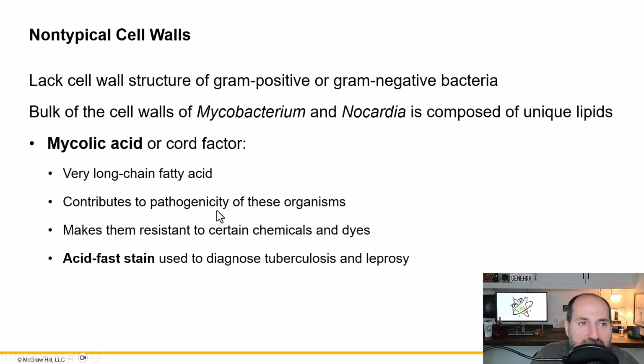Awesome. Okay, so let's continue on with the non-typical cell walls. Remember, we mentioned in lab that some bacterium are known as the acid-fast bacterium, and that's because of the lack of cell wall structure of gram-positive or gram-negative bacteria. Instead, they have these mycolic acids, also known as cord factor, in their cell wall. And this is a fatty acid, so it's non-polar, and that's why it doesn't stain very easily. Then you have your acid-fast stain used to show if bacterium have this mycolic acid or not.